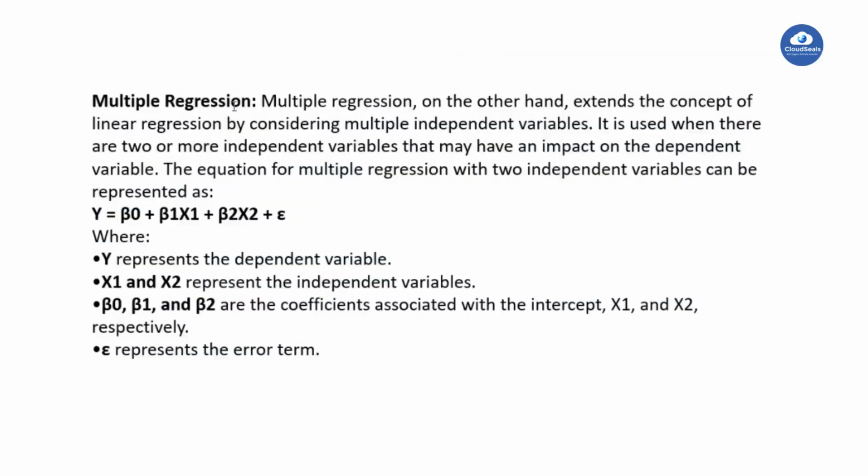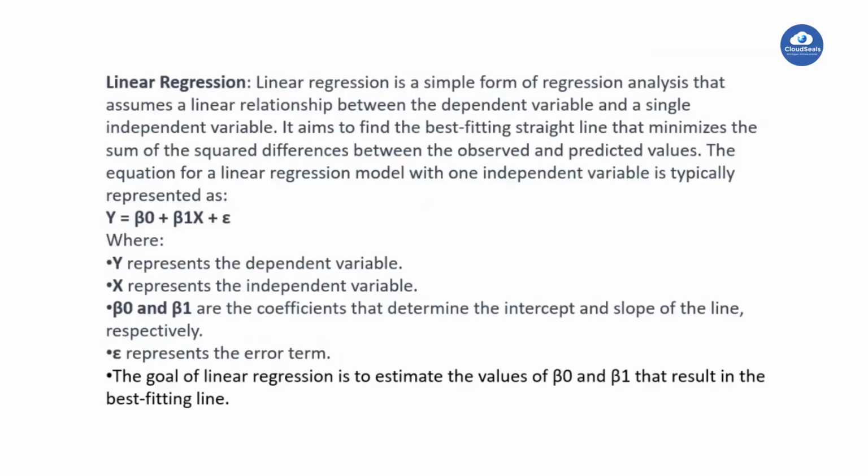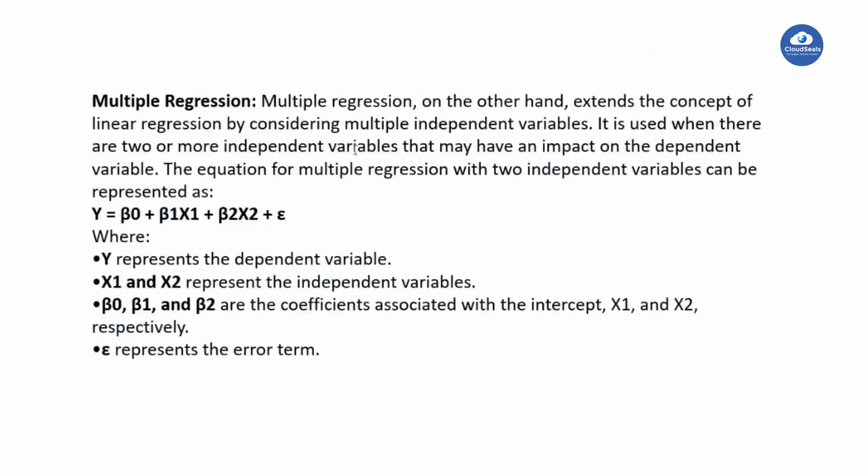Coming to multiple regression. In simple linear regression, we used only one independent variable. In multiple regression, we use two or more independent variables to predict the dependent variable. Previously, we had one independent variable.